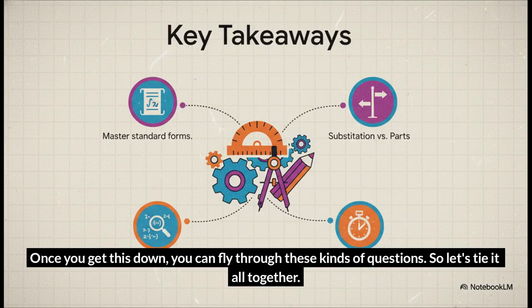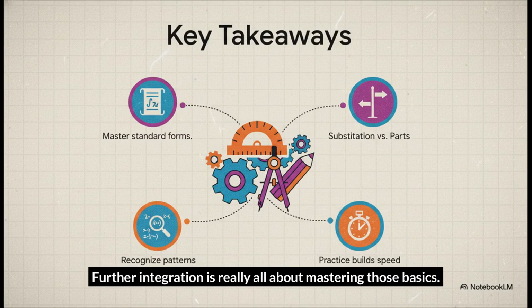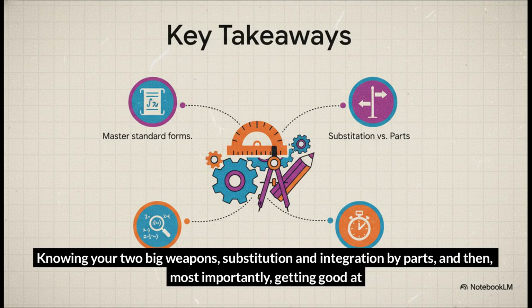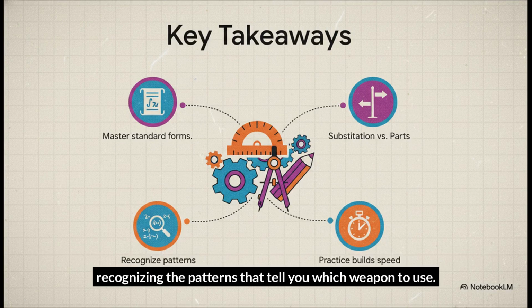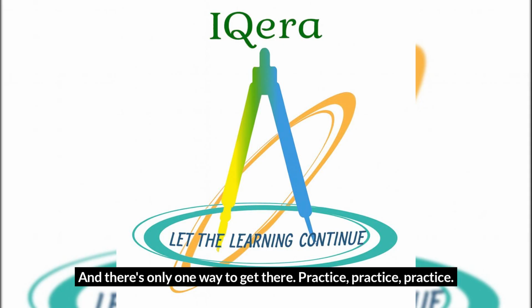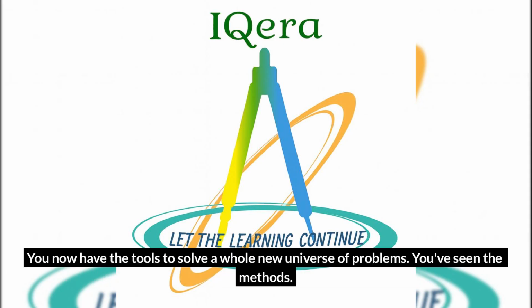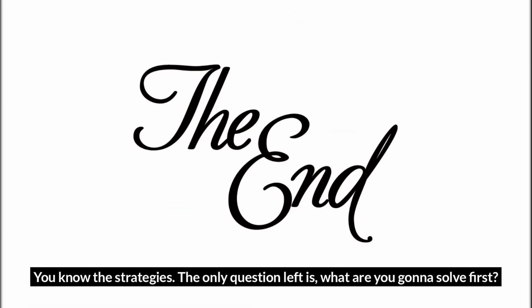So let's tie it all together. Further integration is really all about mastering those basics, knowing your two big weapons, substitution and integration by parts, and then, most importantly, getting good at recognizing the patterns that tell you which weapon to use. And there's only one way to get there. Practice, practice, practice. You now have the tools to solve a whole new universe of problems. You've seen the methods, you know the strategies. The only question left is, what are you going to solve first?